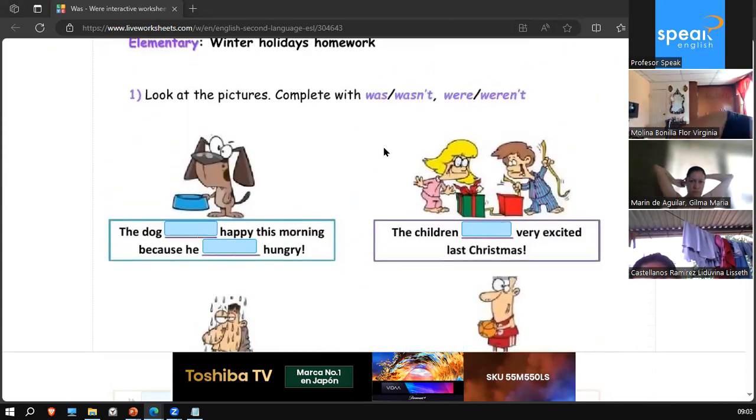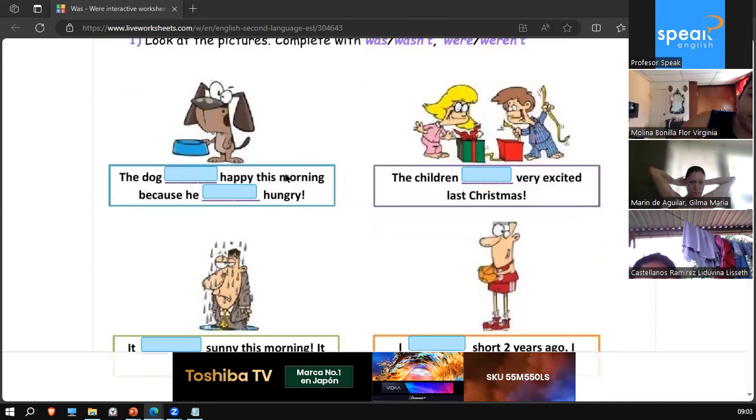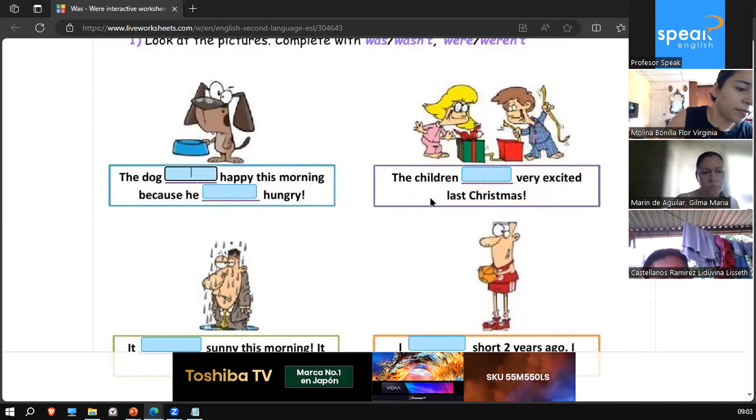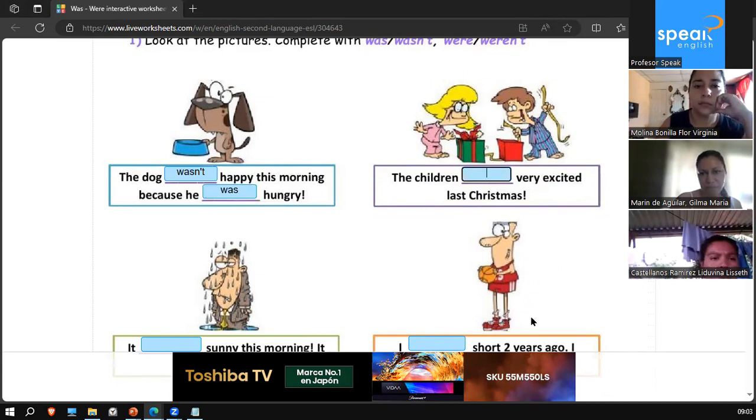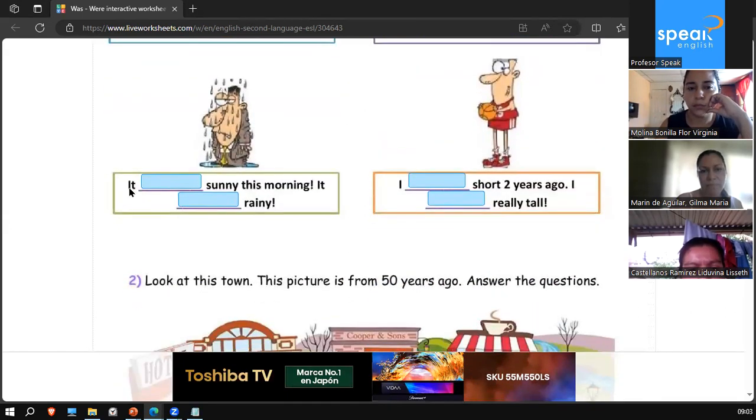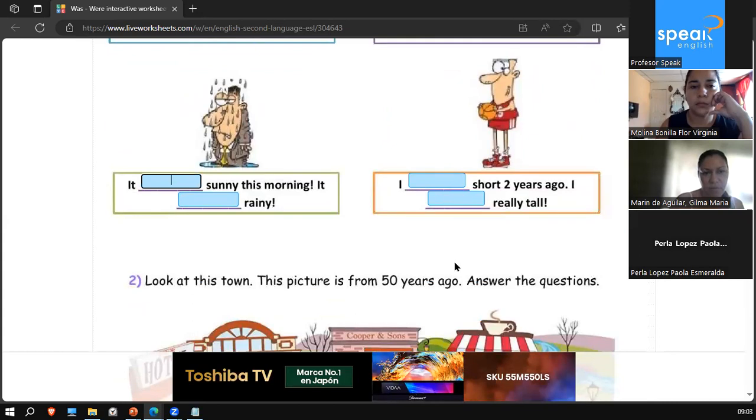It says look at the pictures and complete with was, wasn't, were, or weren't, ¿verdad? So what do you think? The dog wasn't happy this morning because he was hungry. The children were very excited last Christmas, right? It wasn't sunny this morning. It was rainy, right?